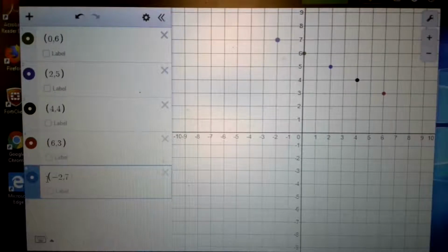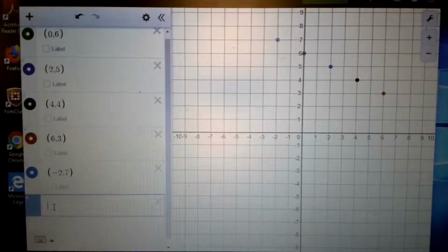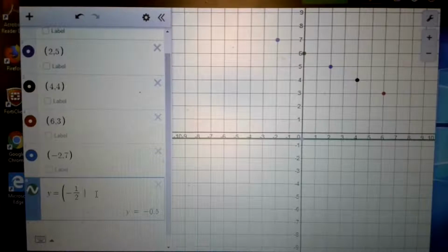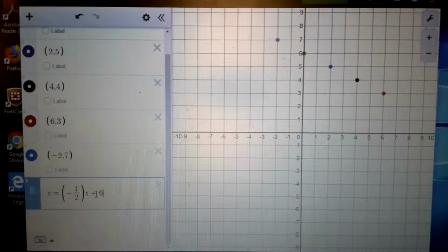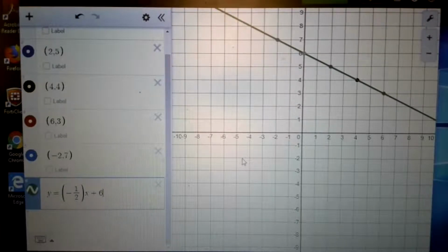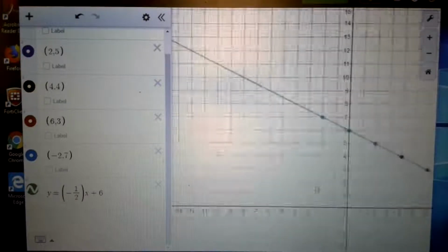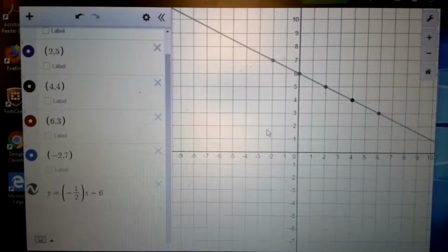And I want to graph this, so it was y equals negative 1/2 x plus 6. And you'll see that that line goes through all those points, and it extends, so I could move this around and show you that the line extends that way. The line extends up that way. And that will conclude this lesson.